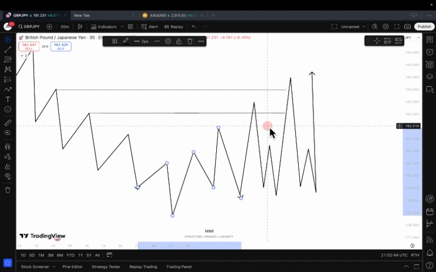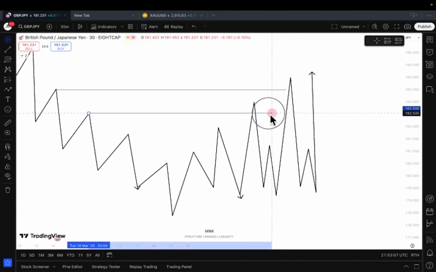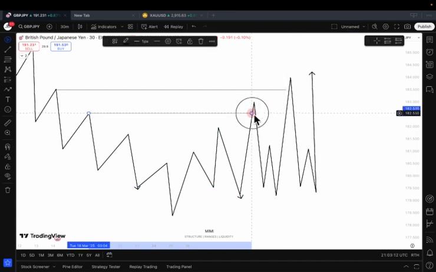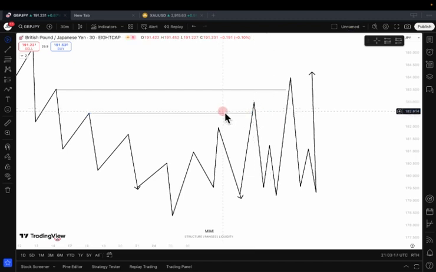So what's the next entry model that we have here? We have done breaker block, we have done reclaimed block. I've told you about flip zone. We did mitigation block yesterday. I did not talk more on this flip zone and breaker block because I don't trade it, and I don't even have too much idea about it, because the few times I tried it and backtested it, it has a very low win rate, especially this breaker block.